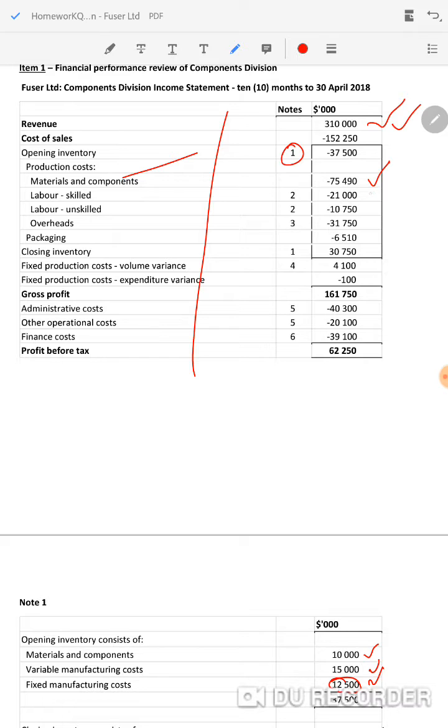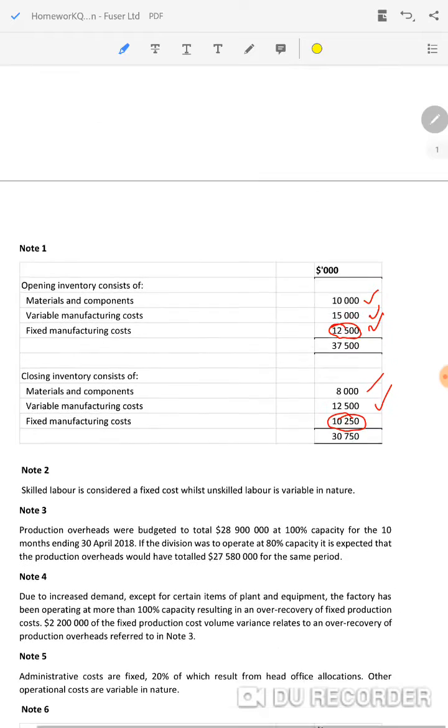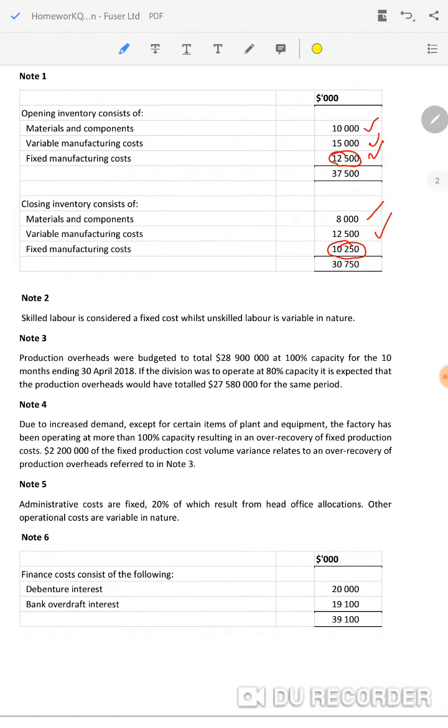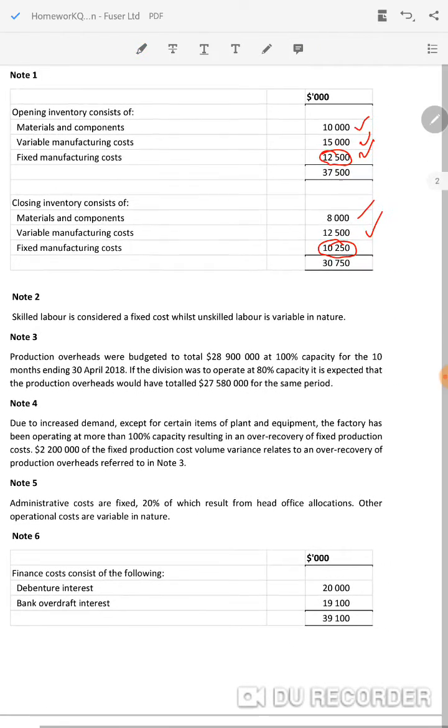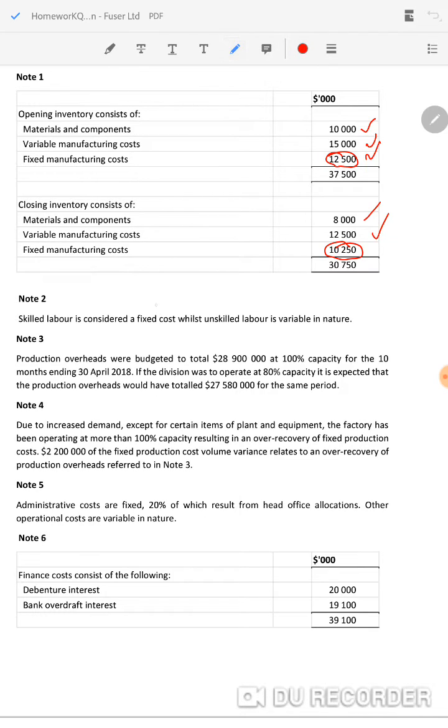Then we are given skilled labor, 21,000. And this skilled labor, we are given further information in note 2. So let's go to note 2. What are we told? Note 2, we are told that skilled labor is considered a fixed cost. So it means skilled labor, I'm going to put it under my contribution because it's a fixed cost. Whilst unskilled labor is variable in nature. So already I know unskilled is a variable cost, so I know where to put it.